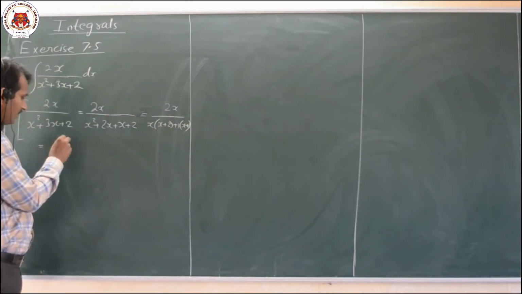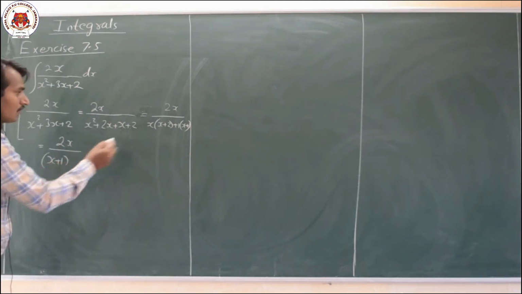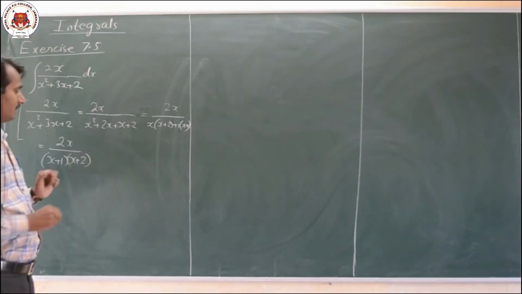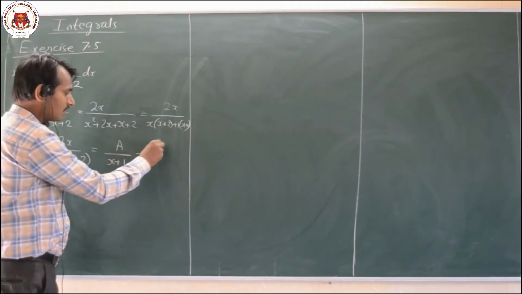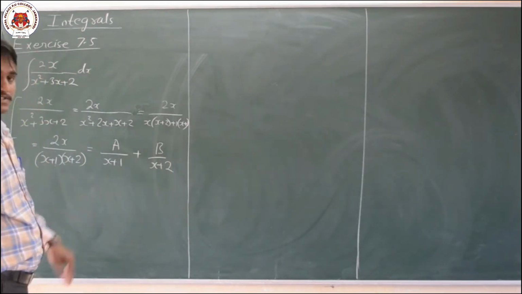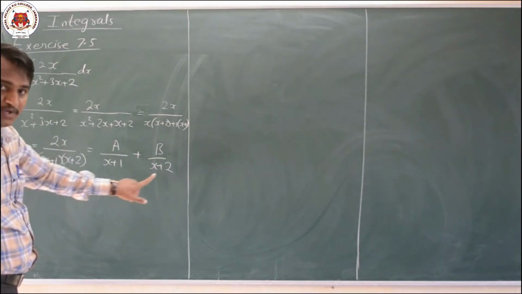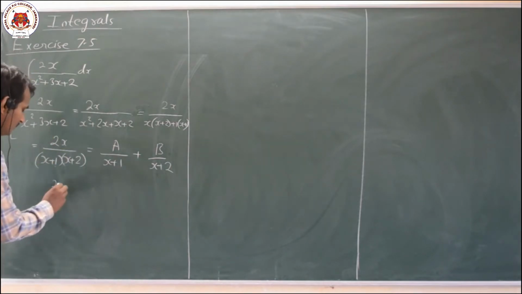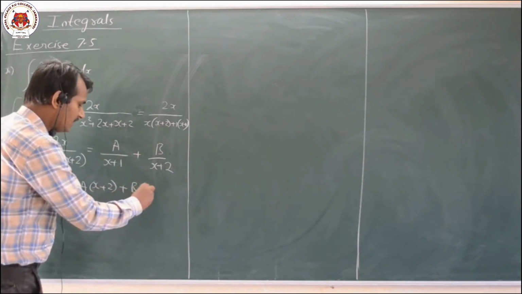Ultimately we get 2x divided by x plus 1 into x plus 2. Now I can make use of partial fractions, that is a divided by x plus 1 plus b divided by x plus 2. Cross multiply, the LCM will be x plus 1 into x plus 2, and both sides get eliminated. The remaining part is 2x equal to a into x plus 2 plus b into x plus 1.